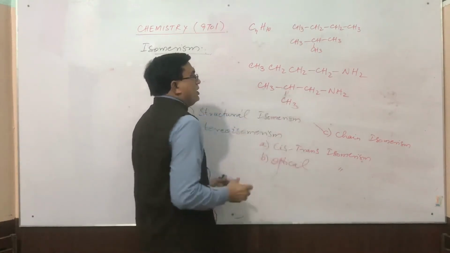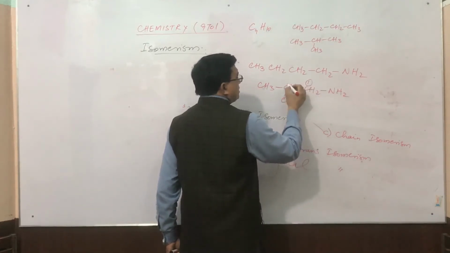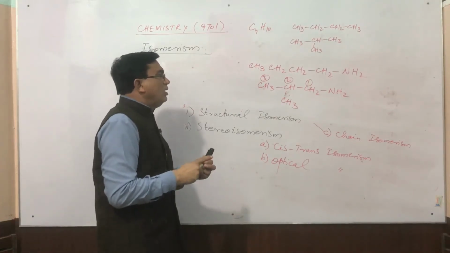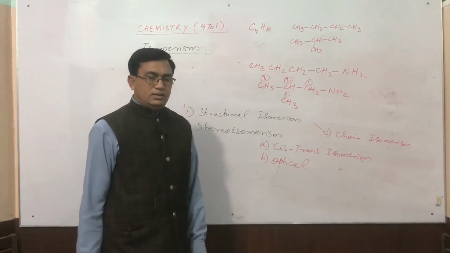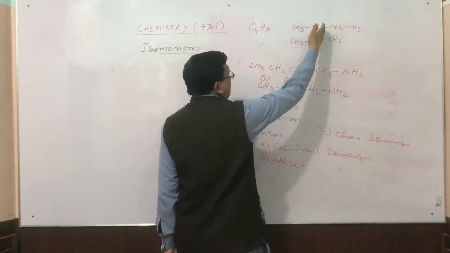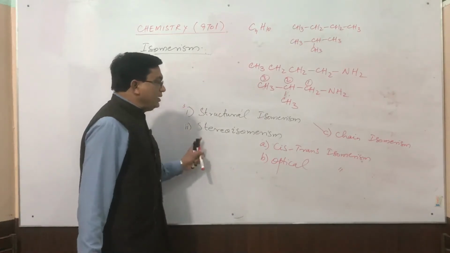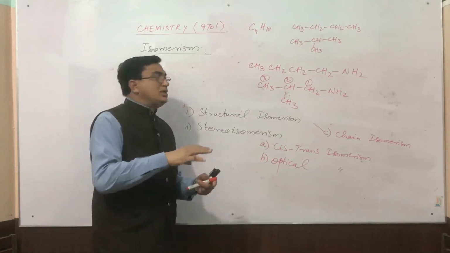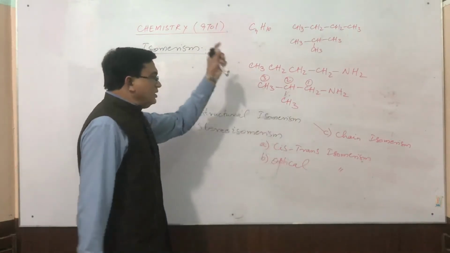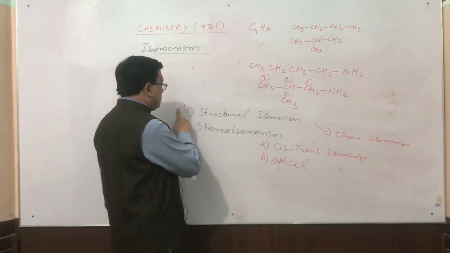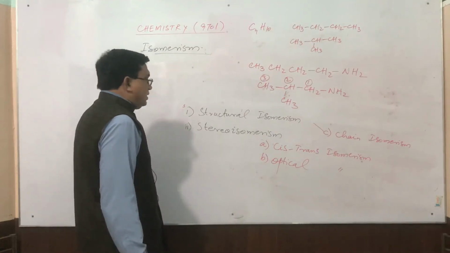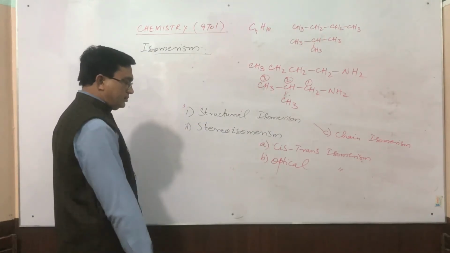In this case, we will name this as we have already discussed: 1, 2, 3, 2-methylpropan-1-amine. But this is butylamine. Only the chain of carbon atoms is changed. That's why this is called chain isomerism. All these types which we have discussed were the types of structural isomerism. Now, next is stereoisomerism.